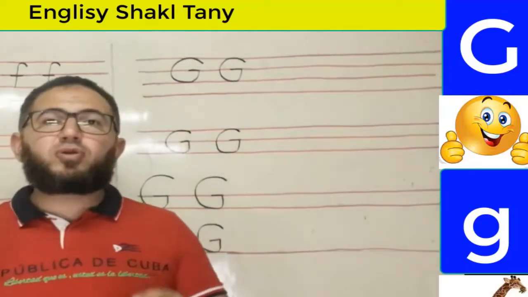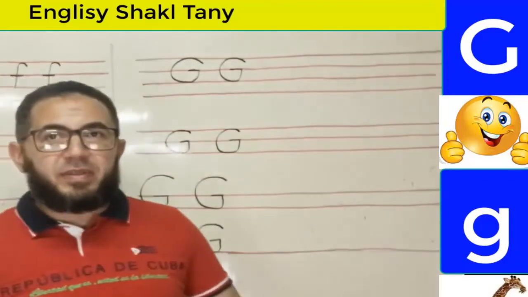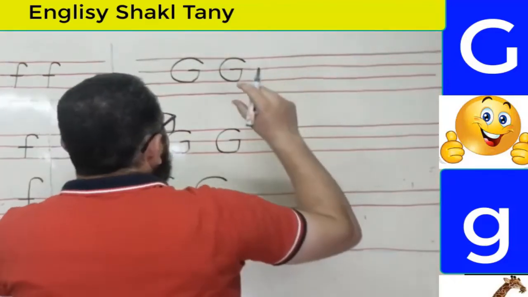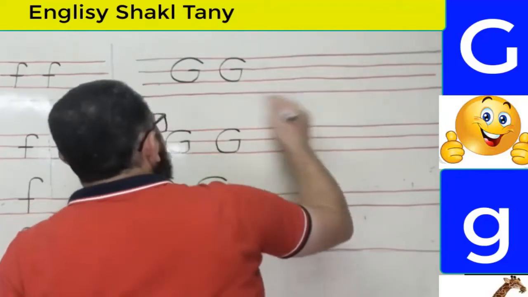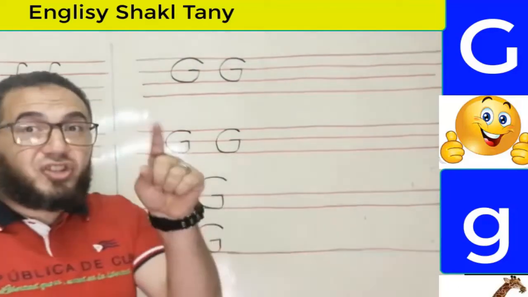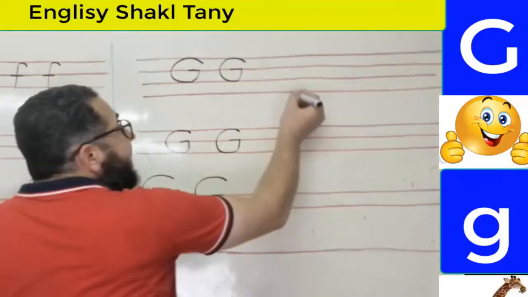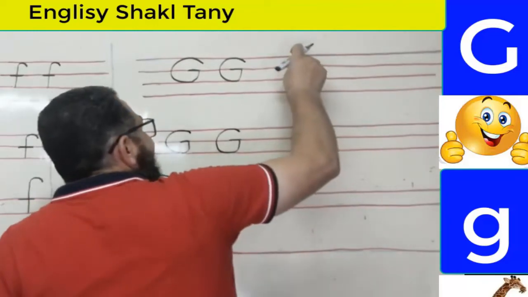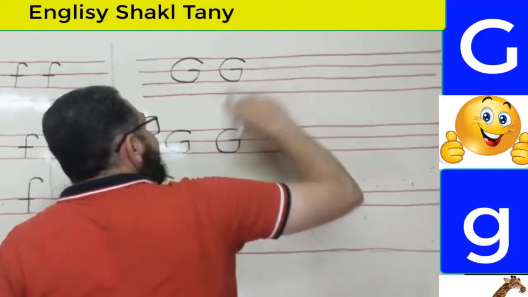So what about G small? Let's see how to write G small on these lines. I must say to my child that G small goes down to the fourth line. And its curved line must be between these two lines.